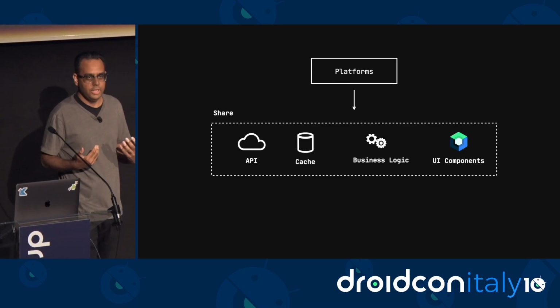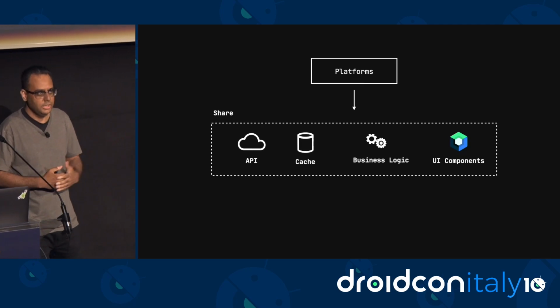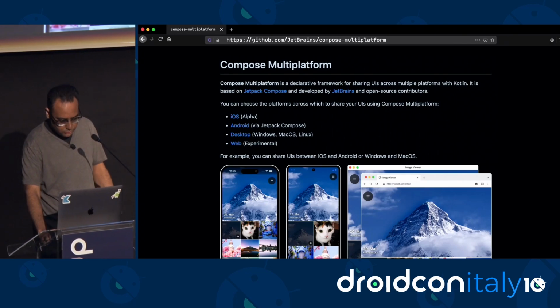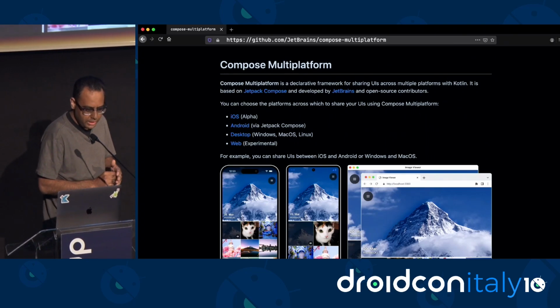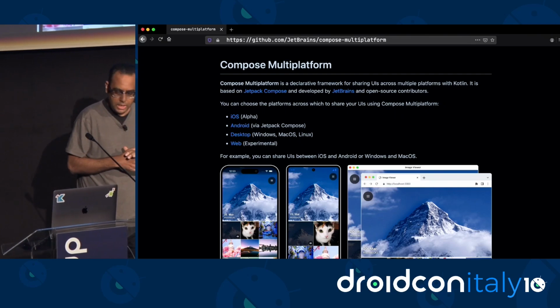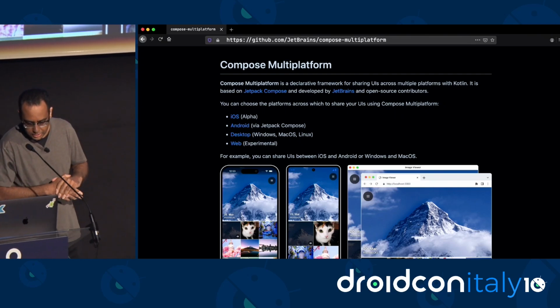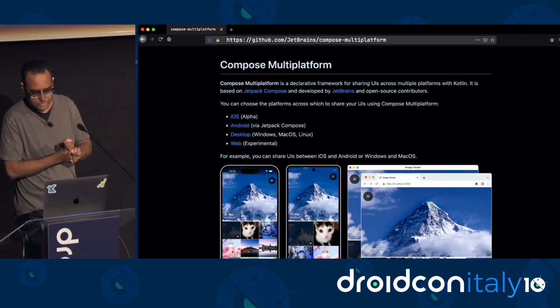And why would you want to do that? You would want to do that if you had a complex UI, so you don't have to convert everything, and I'll talk about that. Compose Multiplatform is a library by JetBrains, and it has alpha support for iOS, experimental web support, and Android and desktop support.